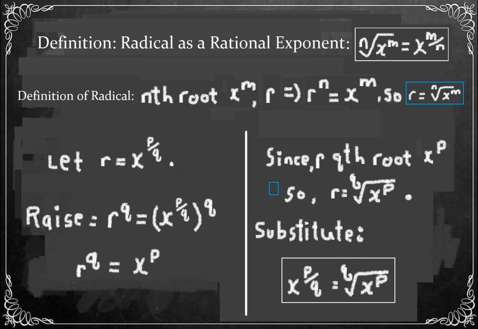To conclude the proof, use substitution. We have the kth root of x of p in rational form equal the kth root of x of p in radical form. Since n and m are also any integers, we are done.